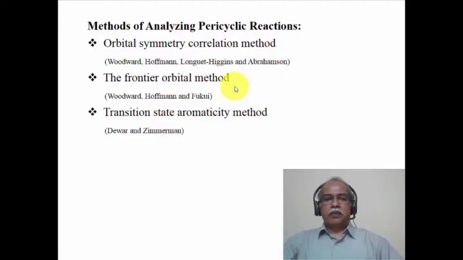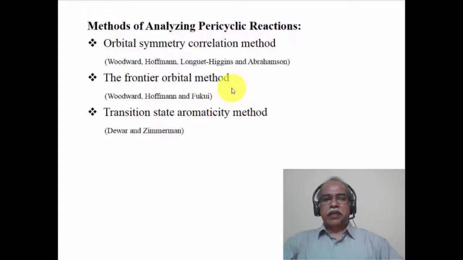In the frontier molecular orbital methodology, we consider interaction between frontier molecular orbitals. What are frontier molecular orbitals? You have a set of occupied molecular orbitals and unoccupied antibonding molecular orbitals in any molecular orbital picture of a molecule. Now, the highest occupied molecular orbital and the lowest unoccupied molecular orbital, which could be an antibonding molecular orbital, are called the frontier molecular orbitals.